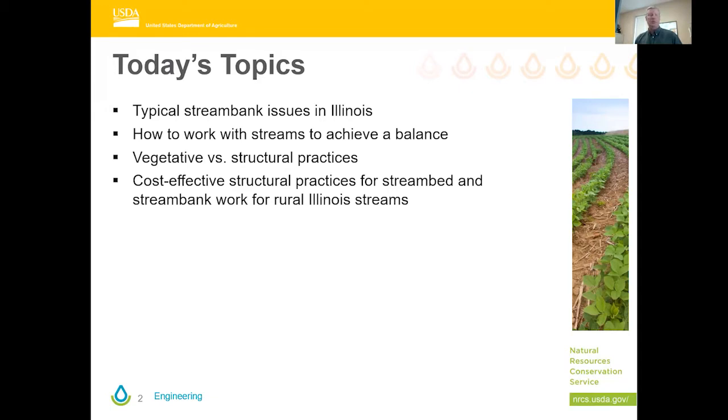And this is primarily going to be targeted toward rural streams. When you get in urban areas, the rules are a little bit different. We'll mention that a little bit in the presentation, but the photos you'll be seeing are in rural areas of Illinois.